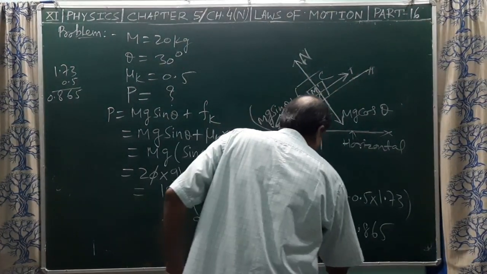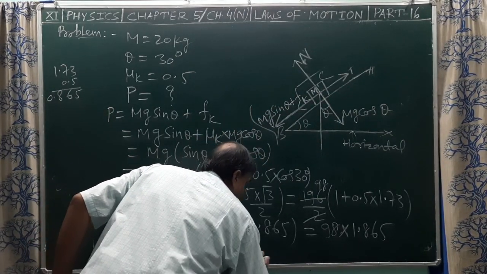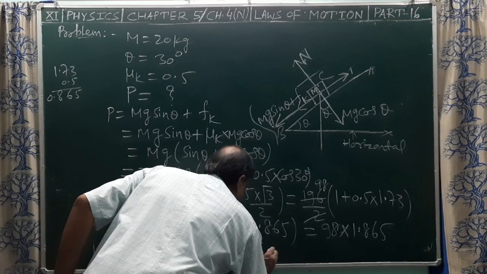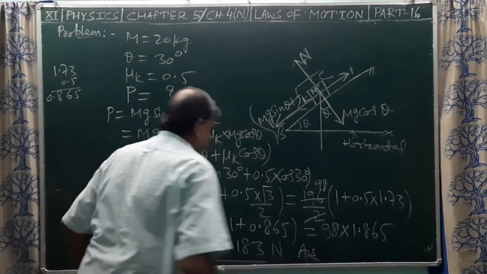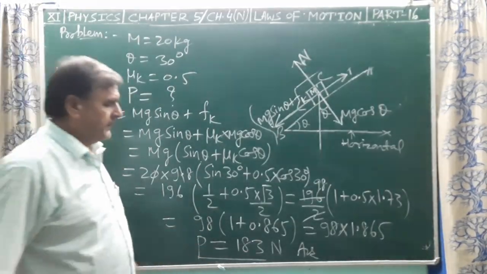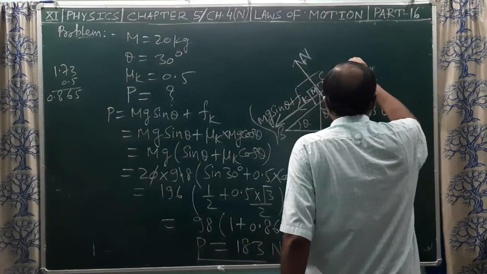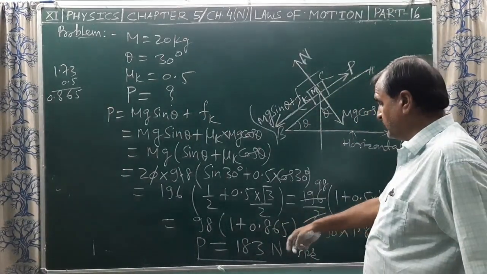So the minimum force required to move the body up over the rough inclined plane is nearly 183 Newton. Answer: this is the minimum force to move the block over the rough inclined plane without acceleration. The external force P is equal to 183 Newton.